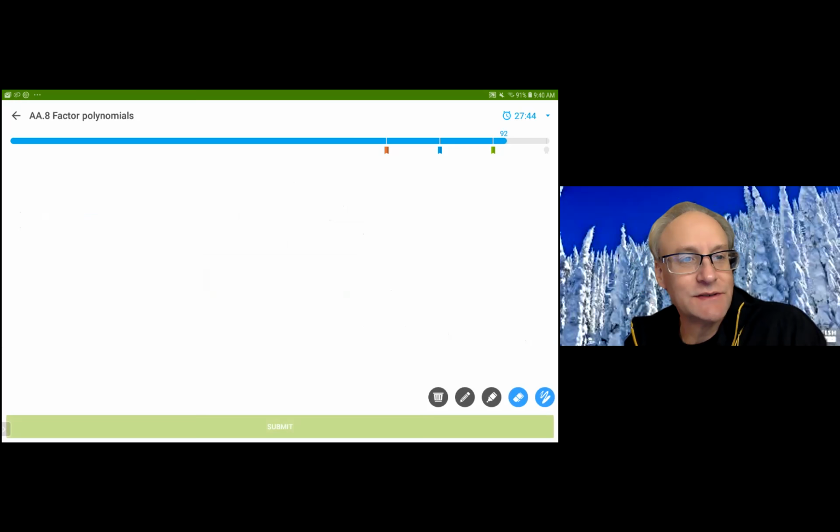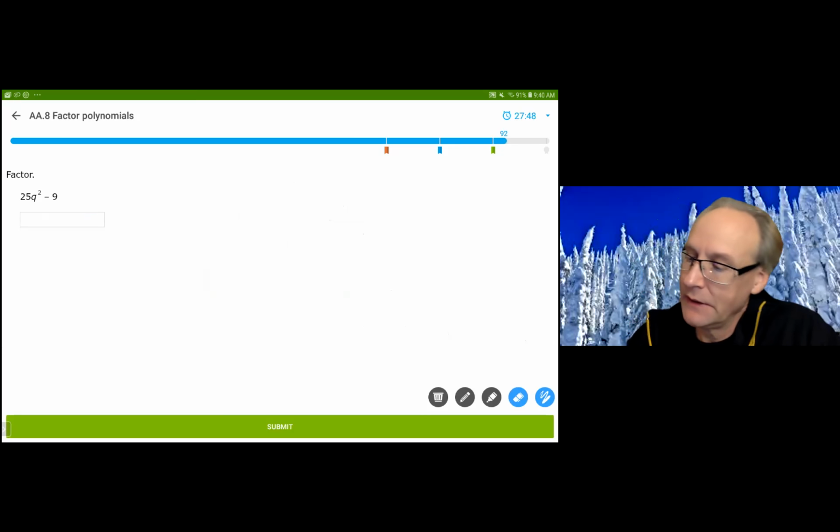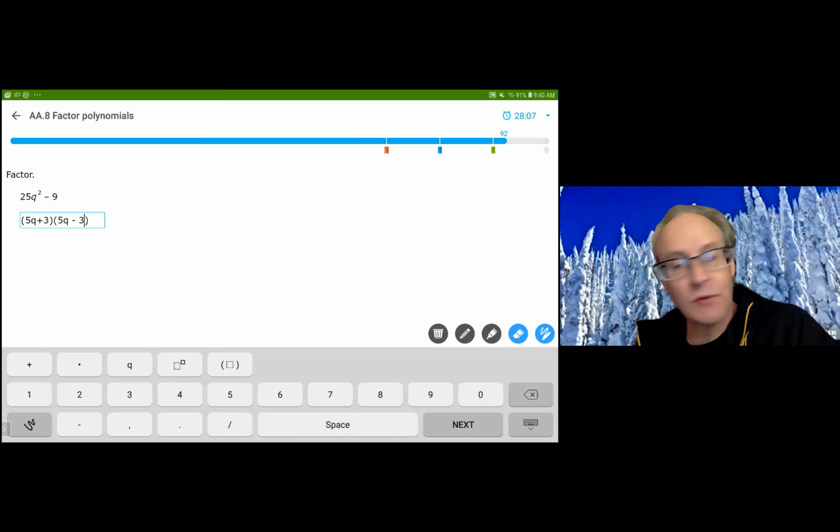When you get to the challenge zone, you generally don't want to make a mistake at that point. Oh, a nice, easy one. Can you do this one in your head? This is a difference of squares, isn't it? So we're looking at 5q plus 3 and 5q minus 3. What's nice about these kind is that there is a pattern. And if you memorize the pattern, it's really easy to just put them in there. There they are.